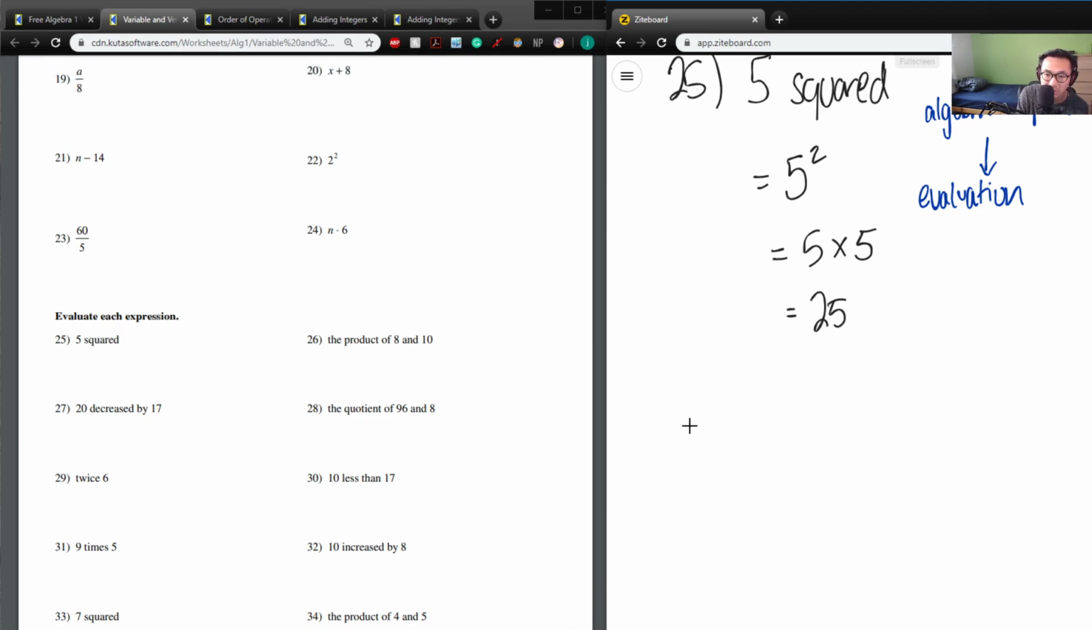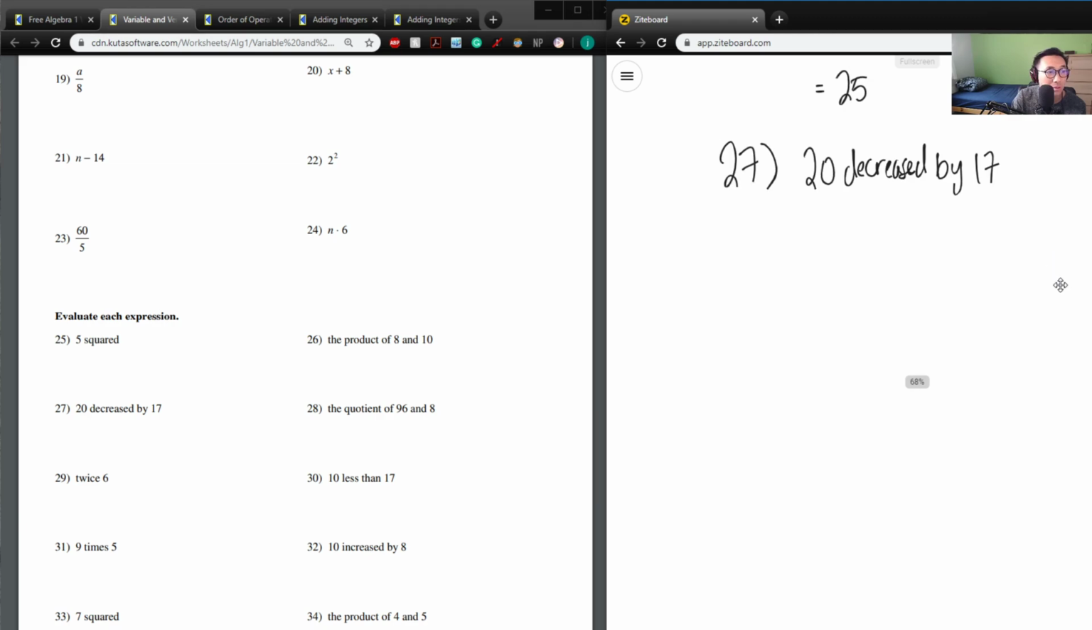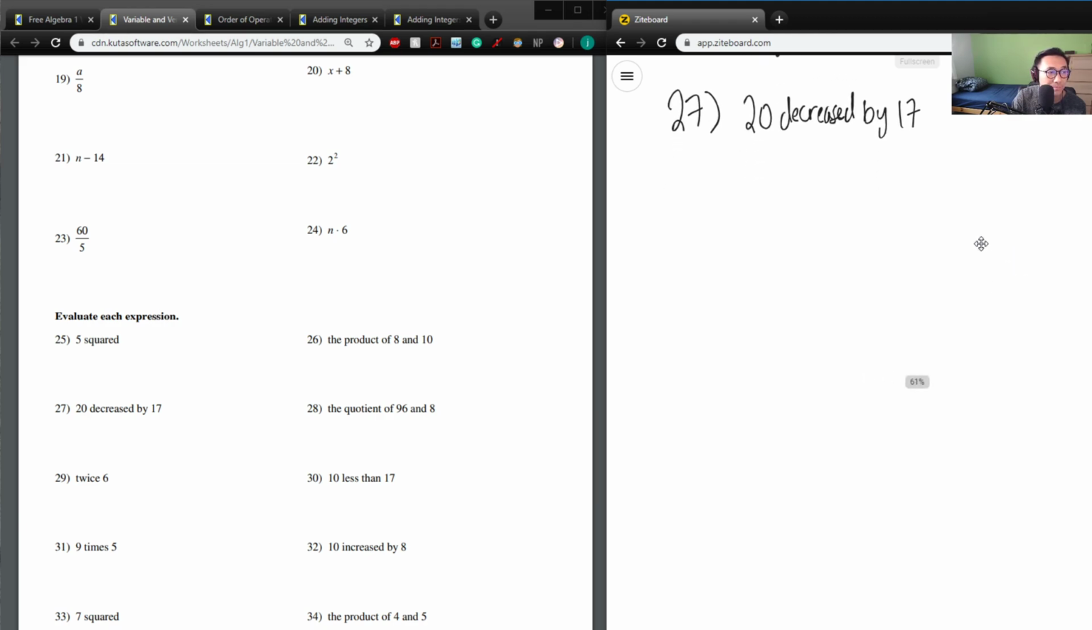So this is 20 decreased by 17. Again, we're going to go from a word expression to an algebraic expression to an evaluation. Decreasing means I'm losing, I'm taking away, or I'm subtracting, right? So we can say this is 20 decrease, so subtract 17, and that here is my algebraic expression. And we actually can solve for this. 20 minus 17 here is 3. So this is our evaluation.